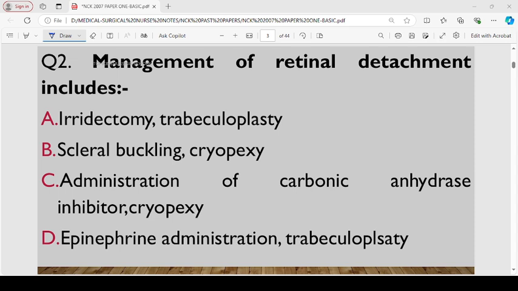We have option C, which is administration of carbonic anhydrase inhibitor and cryopexy. This is equally incorrect because carbonic anhydrase inhibitors are normally used for glaucoma, and not retinal detachment. We also have epinephrine administration and trabeculoplasty, which is also equally incorrect. As you know, epinephrine is not the standard for retinal detachment, and the trabeculoplasty we have already mentioned is for glaucoma. So our correct answer should be option B.